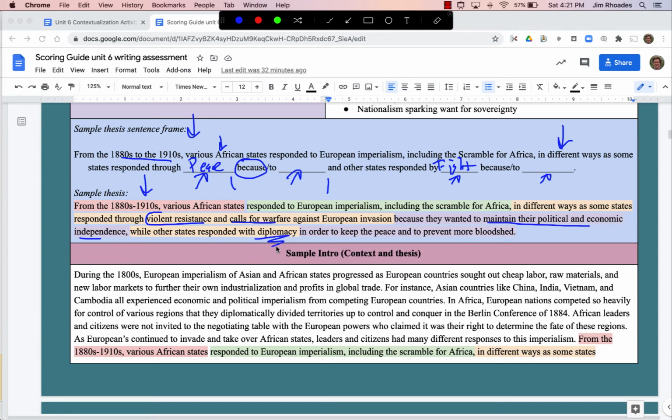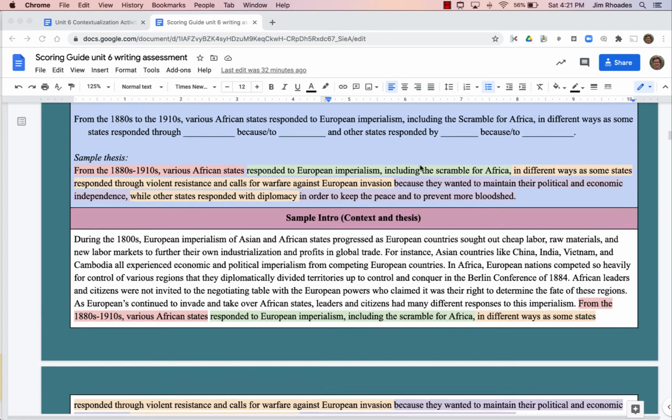Others responded with diplomacy, which is a different way of saying peacefully, in order to keep the peace and prevent more bloodshed. So when we use that success criteria, this is a T3 and this is a T4, and then this is a T3 and this is a T4. So that's a complete thesis that works, and it sets up those two paragraphs and would kind of fit with that chart that I had. And in this case, it doesn't really matter what order we go in.